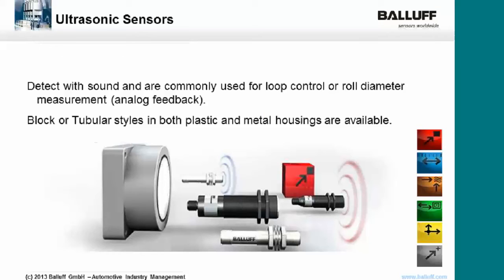Ultrasonic sensors use sound waves to detect the presence of a part. In a press application, they'd be commonly used for loop control or roll diameter, so you're actually measuring the diameter of the stock entering the press. So you have a piece of steel going into a press, coming off of a coil, and with the ultrasonic sensor, you're measuring the coil diameter to make sure you're not going to run out of material feeding your press.